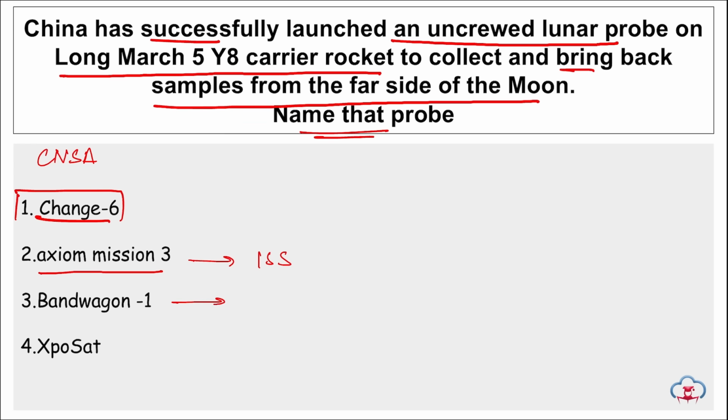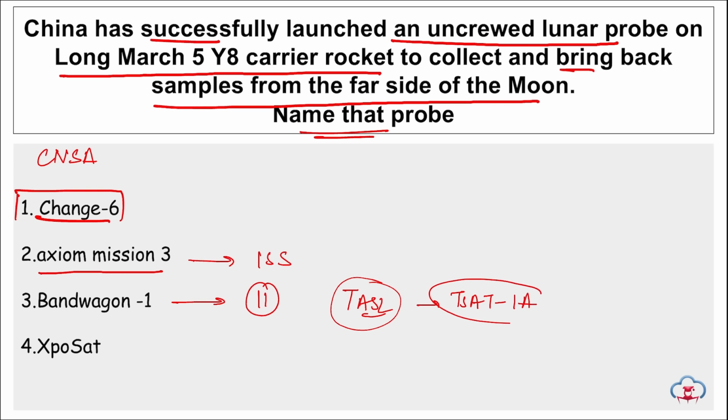Then for Bandwagon, remember, 11 satellites were carried into space using a Falcon 9 rocket. Correct? And TASL, that is Tata Advanced Systems Limited, also launched TSAT-1A, the first private sector built sub-meter resolution Earth observation satellite. It was launched using Bandwagon 1, which carried 11 satellites using a Falcon 9 rocket.